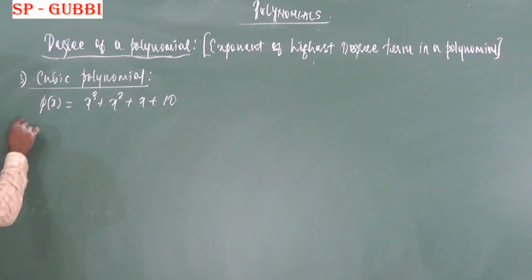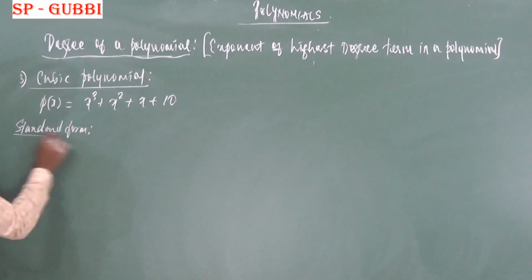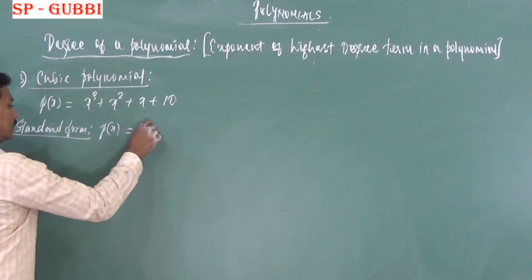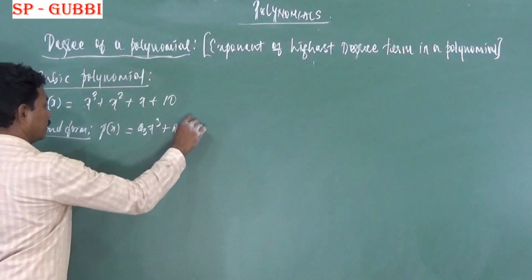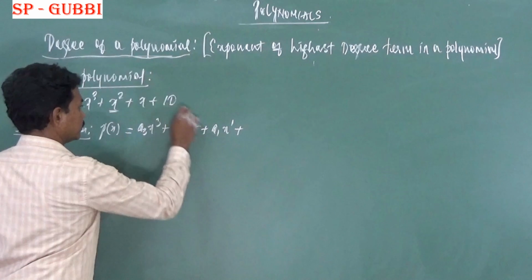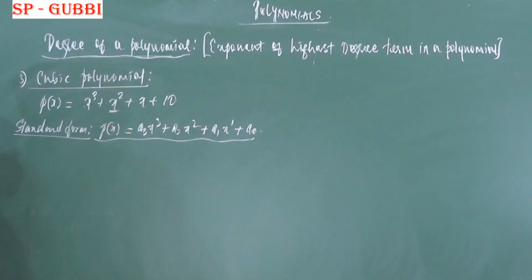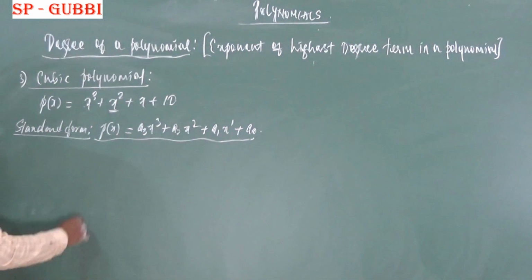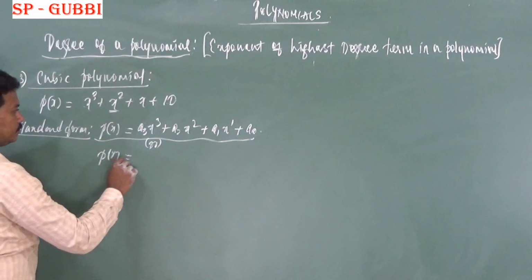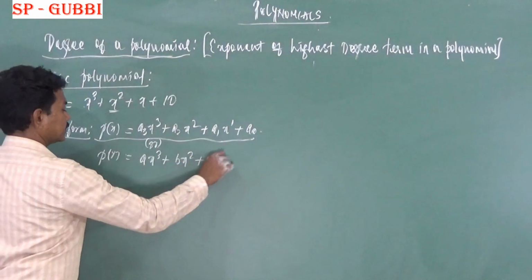So let us go with its standard form. If you go with the standard form of this, you can write it as p of x is equal to a3x cube plus a2x square plus a1x to the power 1 plus a0. So this is the standard form of a cubic polynomial. This can also be written as p of x is equal to ax cube plus bx square plus cx plus d.